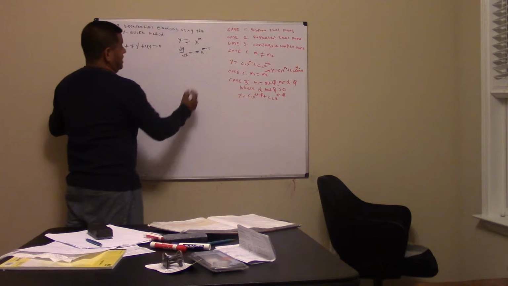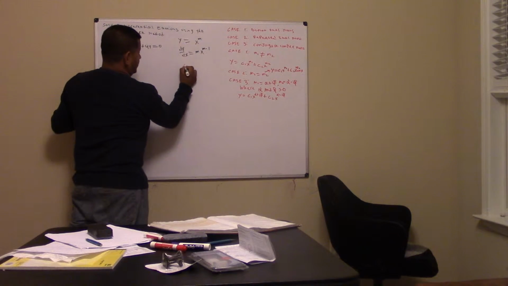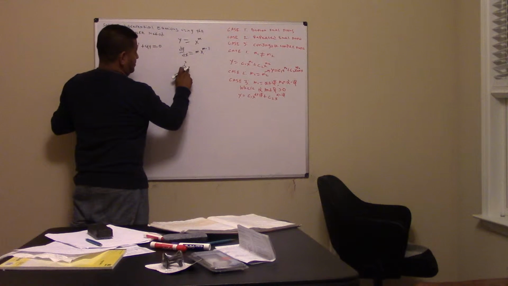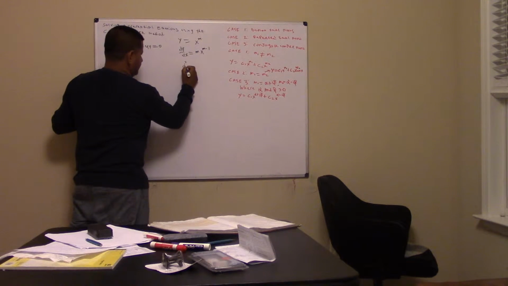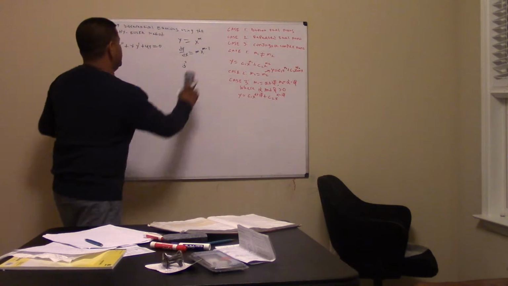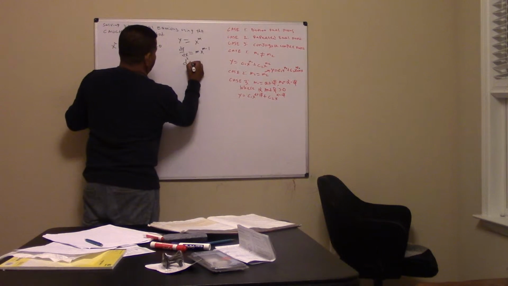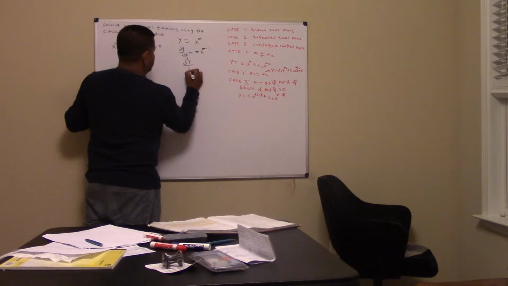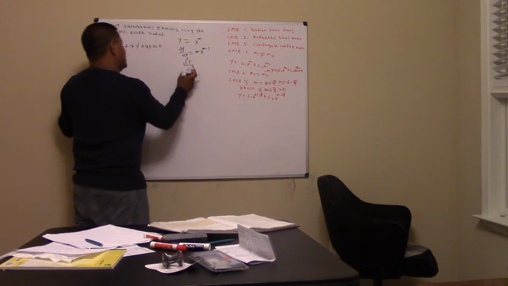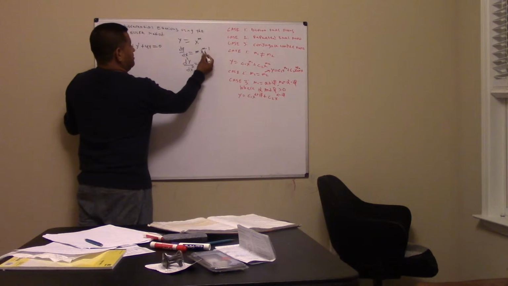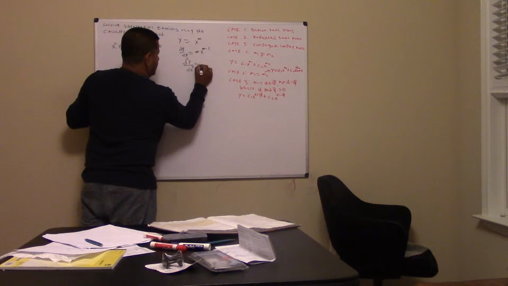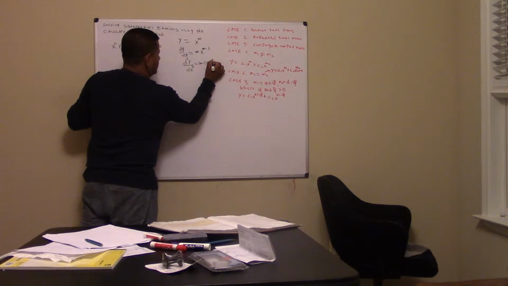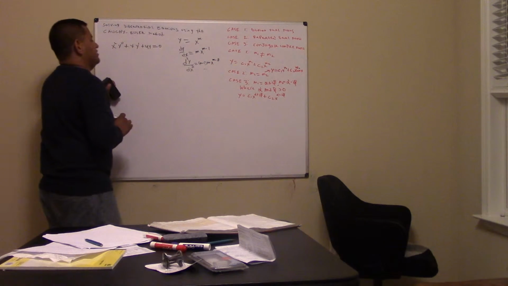The second derivative: this exponent comes to the front, and I'm going to get the second derivative, d squared y over dx squared. That power right here means that I'm taking the second derivative. Now this exponent comes to the front, so I get m minus 1 times m times x to the m minus 2. So that's the second derivative.